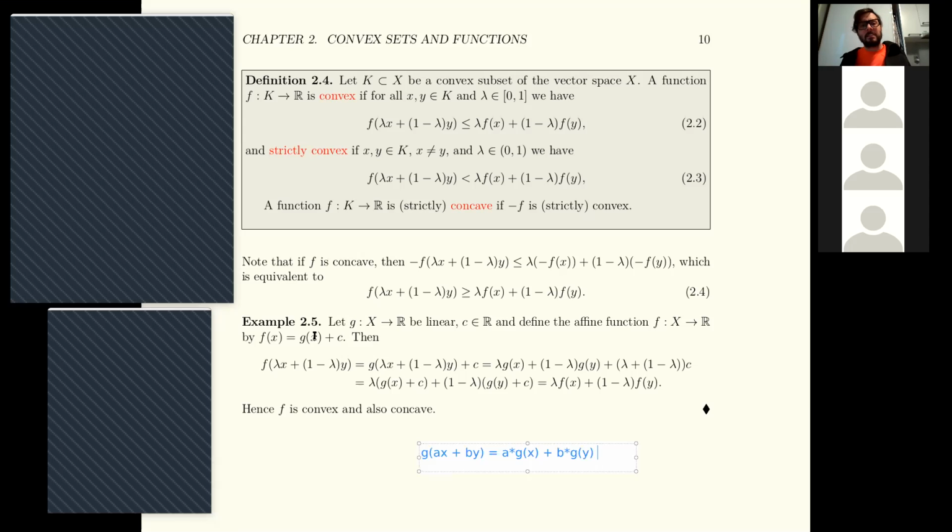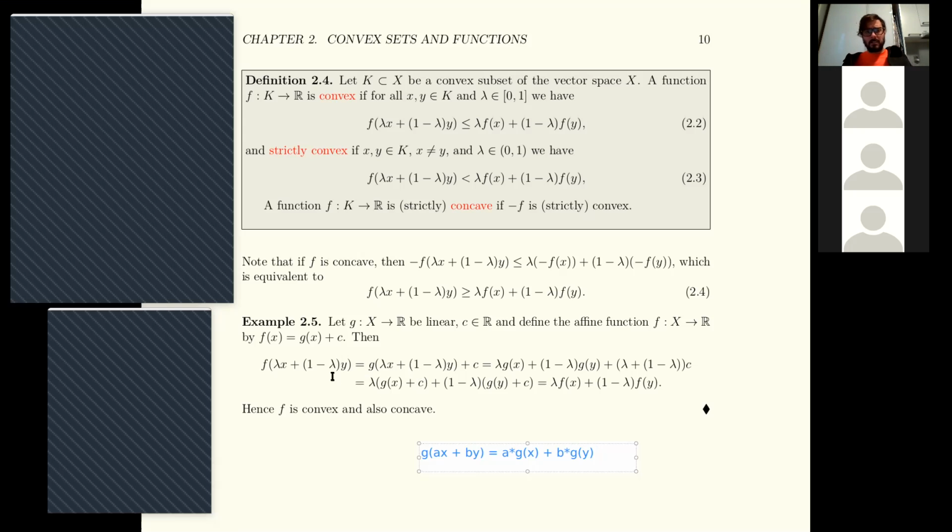And if it has an additive quality to it, so that there's a linear part. In this case, we have this f of x, which is called an affine function. It has a linear part and then some offset, in this case, c. Then this affine function is always convex, and we can easily prove it here.